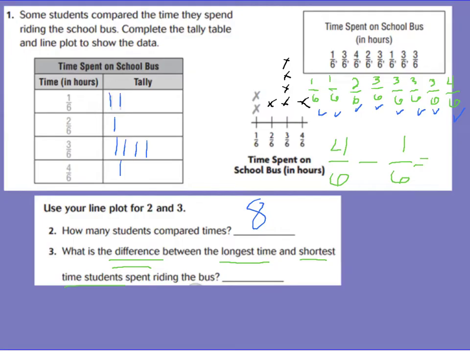And to find the difference, to subtract fractions, since their denominators are the same, we keep our same denominator. So we bring our 6 over to our answer, and then we just subtract our numerators, 4 minus 1, and 4 minus 1 is 3. So, the difference between the longest time and the shortest time students spent riding the school bus was 3/6 of an hour. Make sure you're writing this down in your Go Math book on page 229.